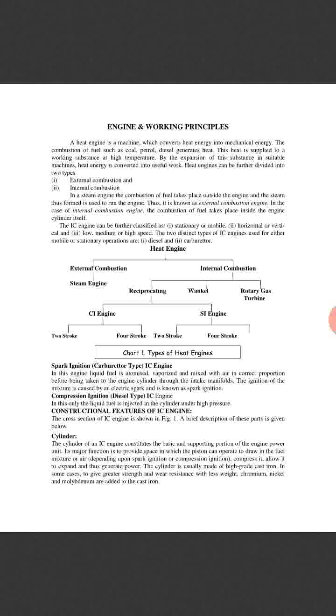The cylinder is usually made of high-grade cast iron. In some cases, to give greater strength and wear resistance with less weight, chromium, nickel and molybdenum are added to the cast iron.